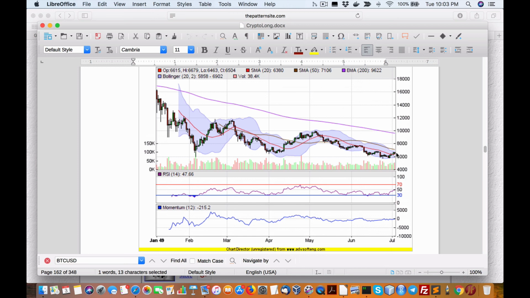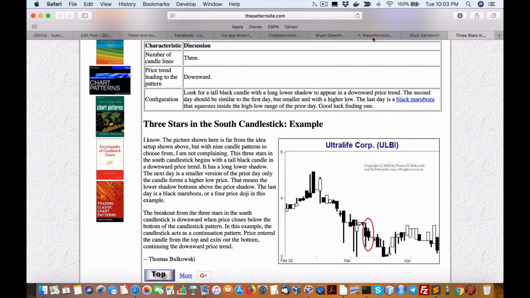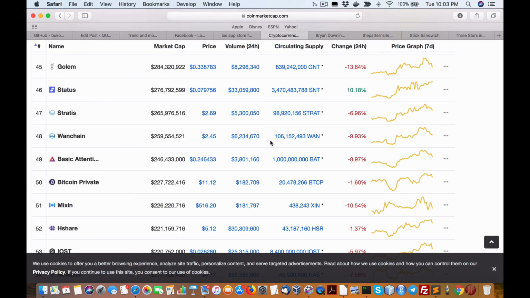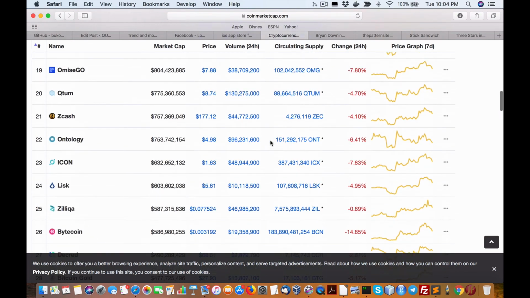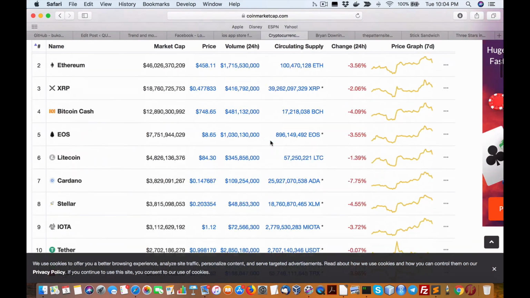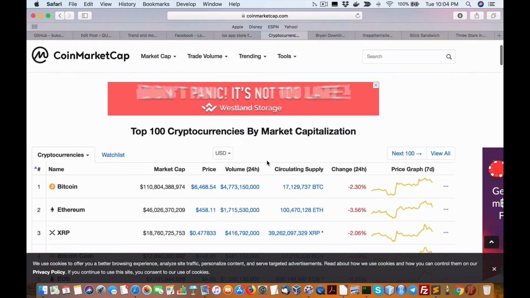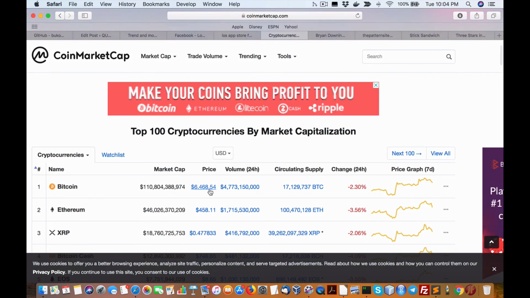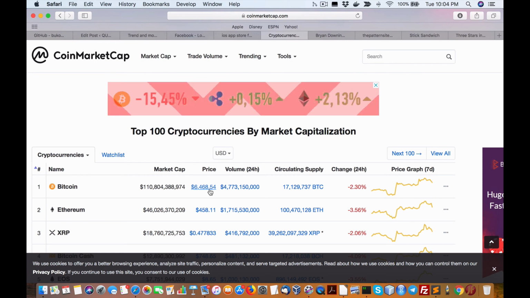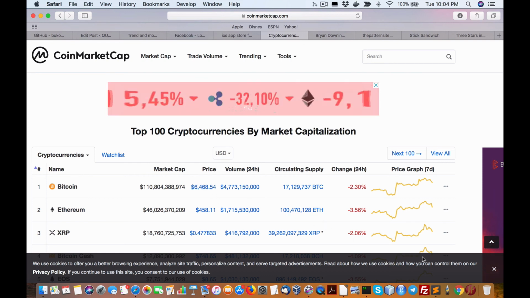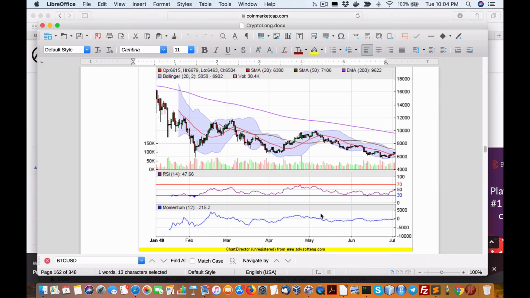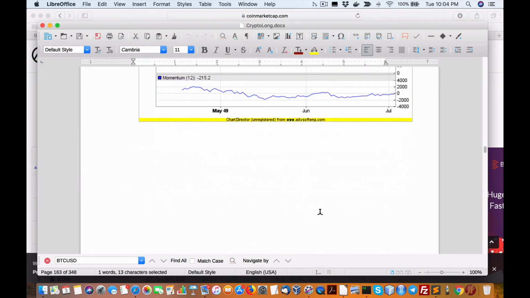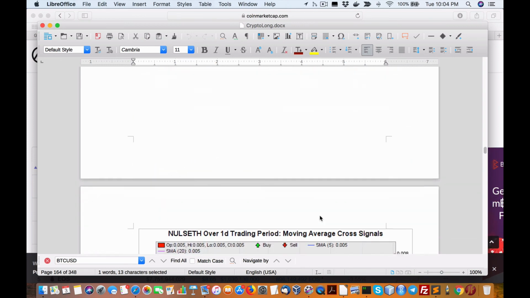But I don't know where it's at now. Let's just check out the pricing on that. So right now, Bitcoin is at 64.68. That's the current price. So my takeaway from that, does that mean that the price will drop down to 6,000?